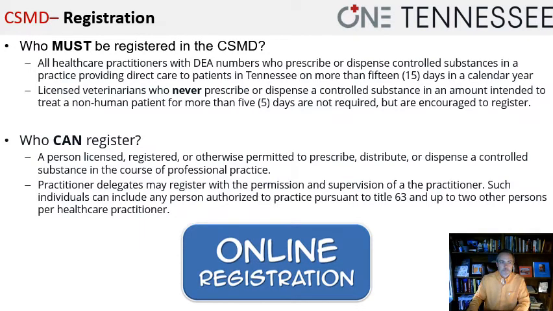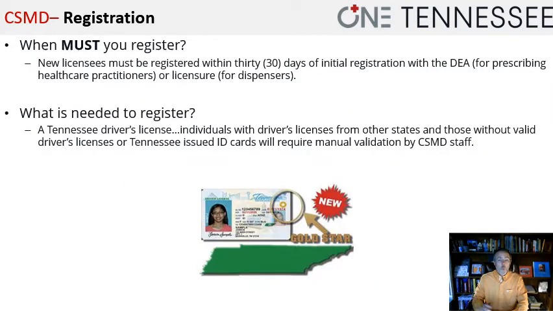When must someone register who is required to register? This is going to be within 30 days of initial registration with the DEA for prescribing healthcare practitioners or licensure for dispensers. So that's going to be 30 days of receiving that DEA number for providers, and then immediately upon receiving your license for pharmacists.